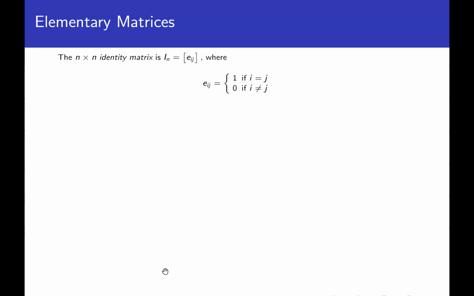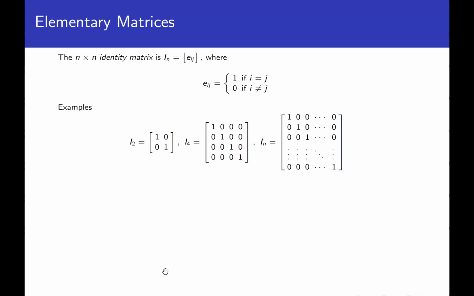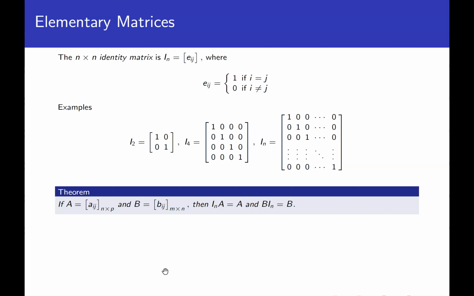In this video, we're going to talk about elementary matrices and how they relate to row operations. So we talked about the n by n identity matrix yesterday in class, but just to remind you again, the general entry of the n by n identity matrix has ones down the diagonal and zeros everywhere else that's not on the diagonal. So here we see examples of I2, I4, In. Again, we notice that we see ones down the diagonal, zeros everywhere else.